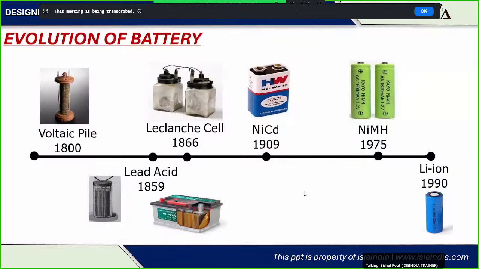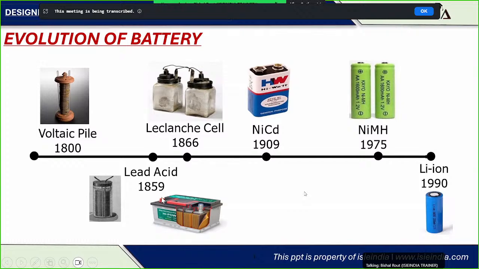So the evolution of the battery has happened since 1800. The first cell was invented in 1800 by the scientist Alessandro Volta, and the name of that cell is the voltaic pile. Then the first rechargeable cell of the world was found in 1859 by a scientist named Gaston Plante, which is the lead acid battery.